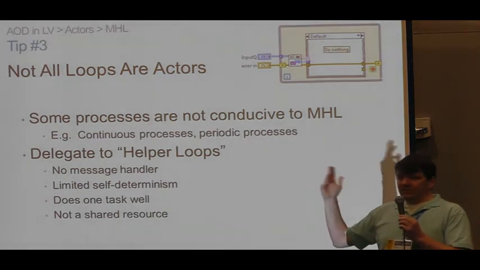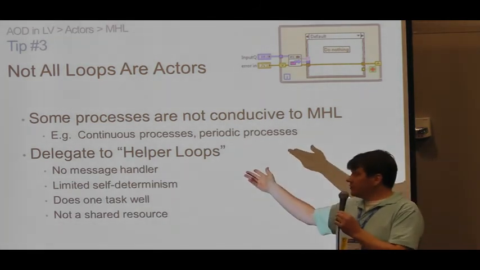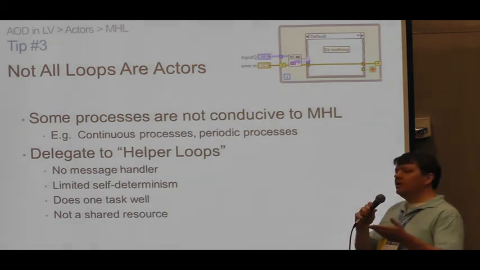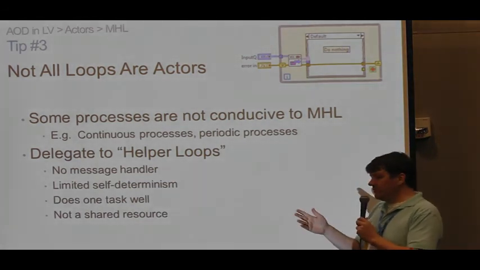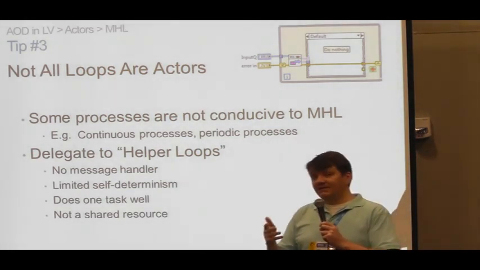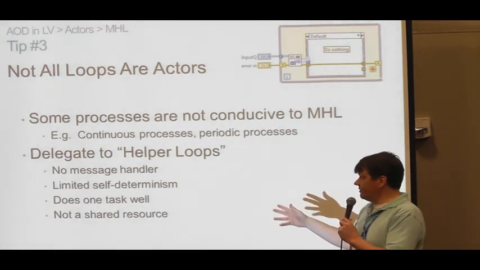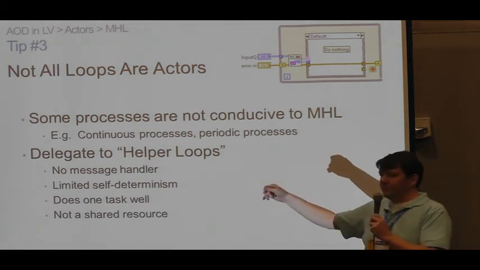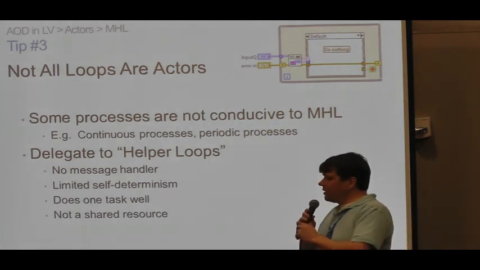Some processes just don't work well in a message handling loop, such as a continuous process or a periodic process. And by periodic process, I mean something that you want to fire every 3 seconds, say. You can use timeouts for those. Those contain design issues that you need to be sure to address if you want to go that route. I prefer to avoid it. Instead, what I do is I delegate my continuous processes and my periodic processes to helper loops.